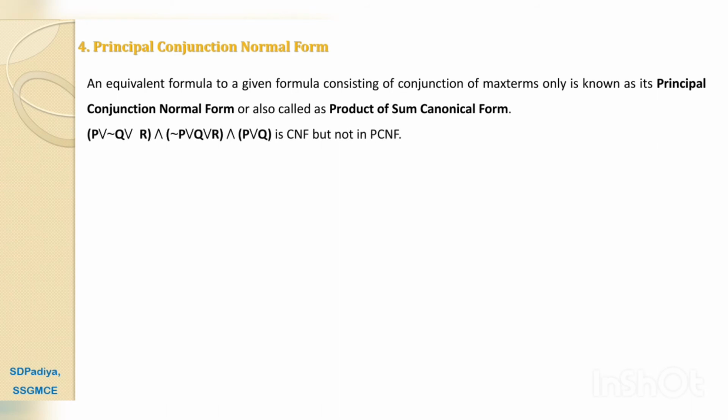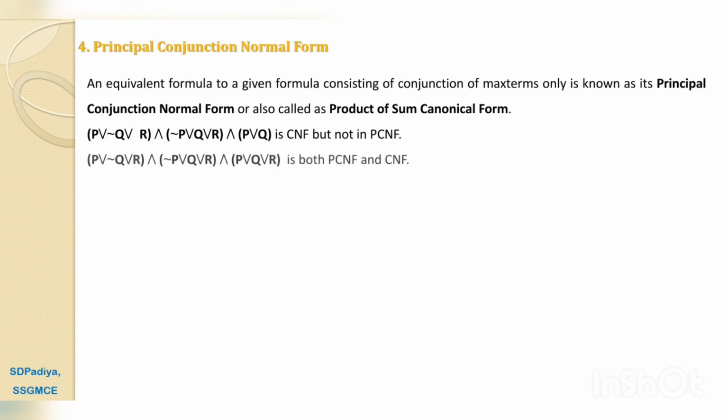We have one example: (P or not Q or R) and (not P or Q or R) and (P or Q). Here we have three elementary sums which are connected by the product. That's why we can consider it the product of sums, or the conjunctive normal form. But the first term contains all three factors, the second term contains all three factors, but the third term does not contain all three factors; R is missing. Therefore, it is only the CNF but not the PCNF.